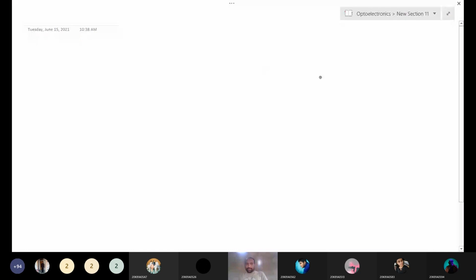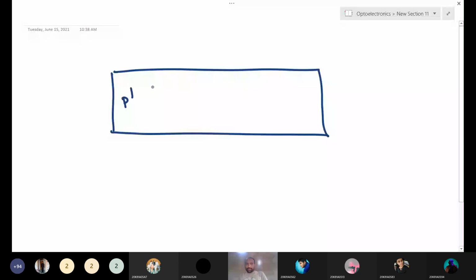Okay, and just drawing a little bigger diagram. Here is the P plus region, and this is the I region. Here we have the P and N plus region. This P and N plus region is the avalanche region. Here we have drawn the P plus region, in the middle the I region, and after that P again, and after that the N plus region.